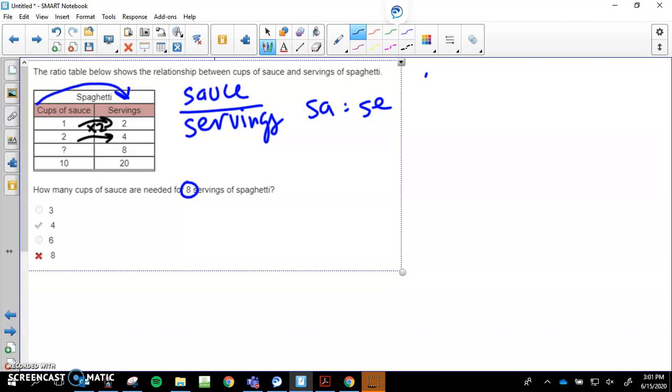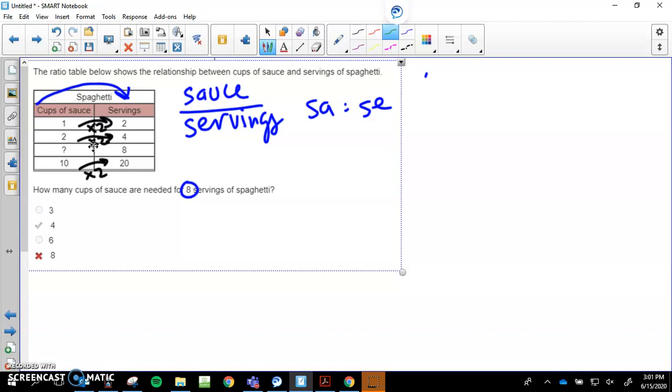To go from 2 cups of sauce to 4 servings, that's times 2. 2 times 2 gets me 4. If I did 10 to 20, that's also times 2. So we're noticing a pattern over and over again to go from number of cups of sauce to number of servings. Now, the only issue is, for this one, it's going in the opposite direction.